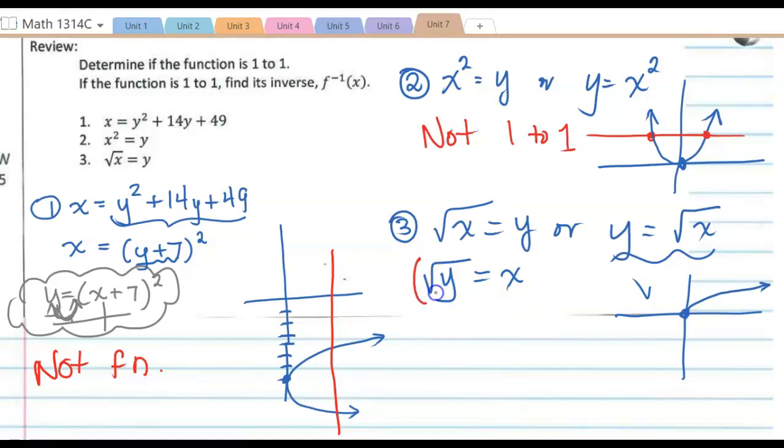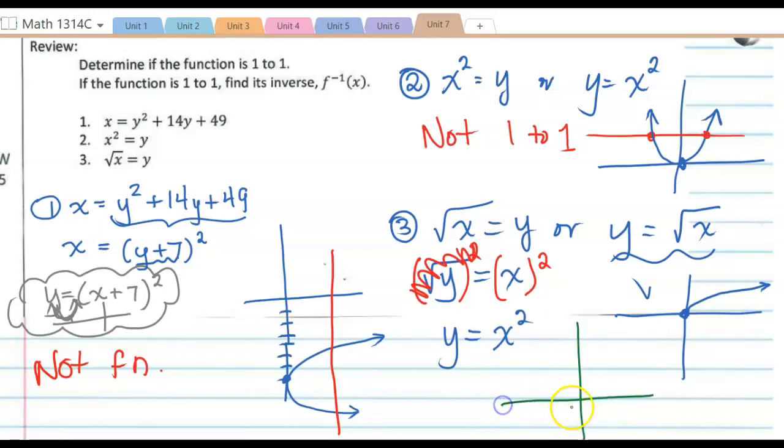So I'm going to put a set of parentheses on the left, a set of parentheses on the right, and I'm going to square both sides so that the square root and the square will cancel each other out, and I'll have y is equal to x squared. Well, if we do that, our graph will look like this. But the problem is that remember that we only had one side of it, so we have to decide which side we want. That will give me this graph here.